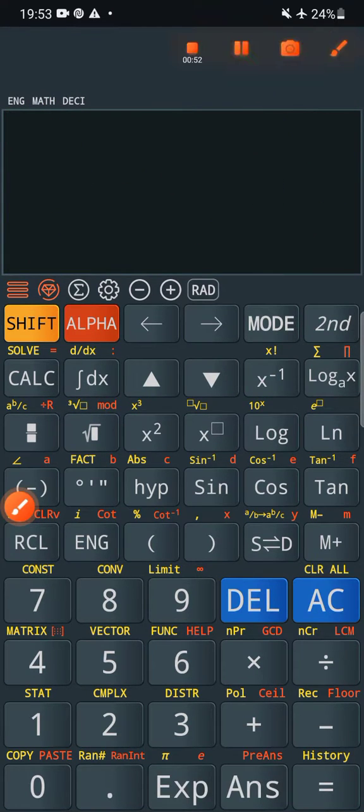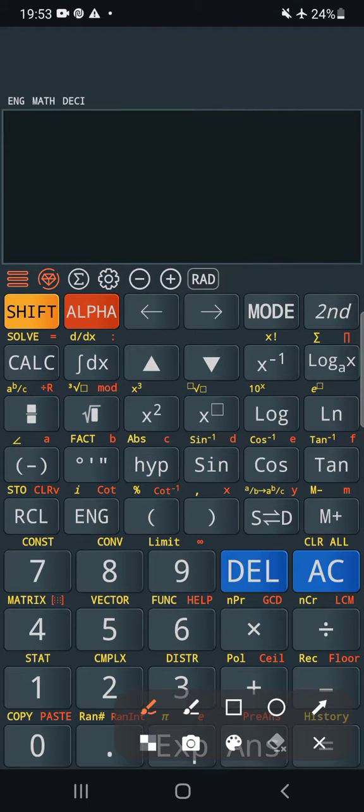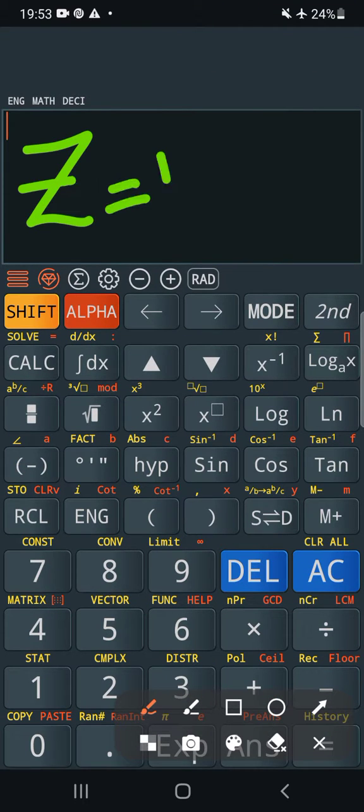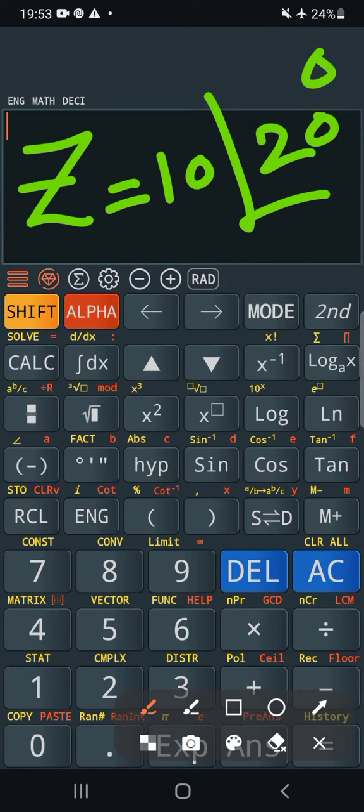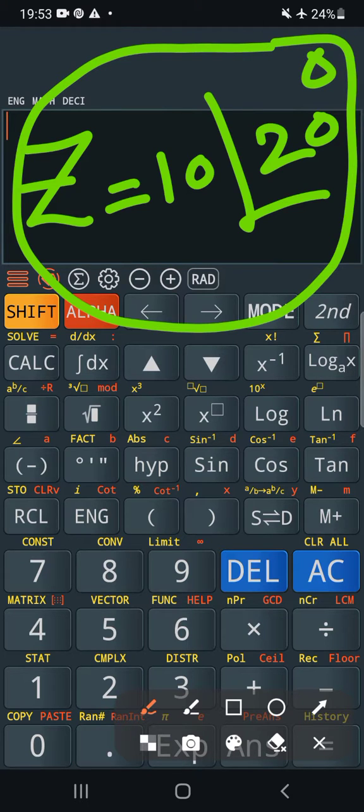Now coming to the second one, what is polar form? Polar form means, just see here, for example, z is equal to 10 having an angle of 20 degrees. So this is the polar form.